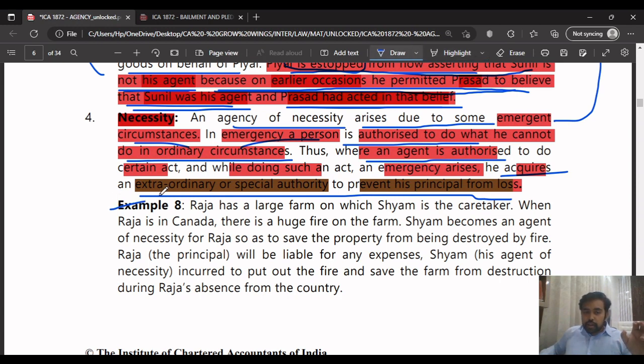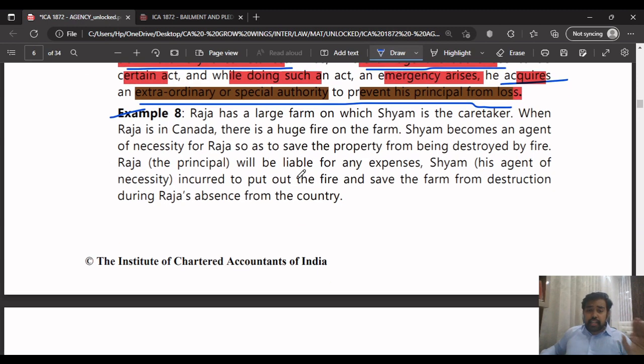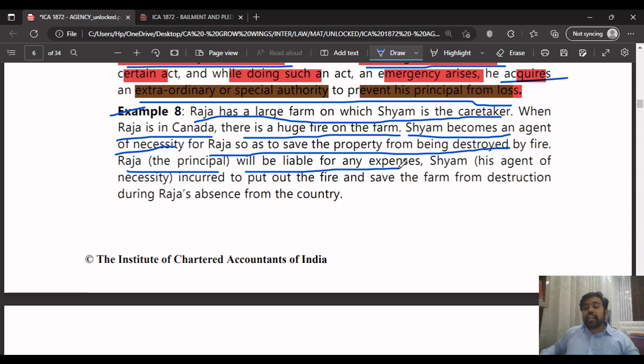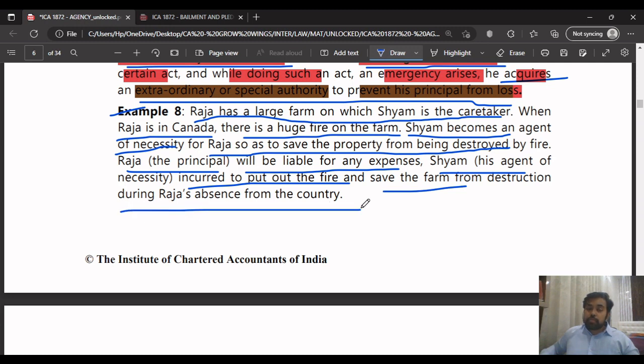Next, coming to the example. What they are telling in the example is, there's a person Raja. He has a huge farm on which Sham is a caretaker. When Raja is in England, there is a huge fire on the farm. Sham becomes an agent of necessity for Raja so as to save the property from being destroyed by fire. Raja, the principal, will be liable for any expenses that Sham, his agent, incurred to put out the fire and save the farm from destruction during Raja's absence from the country. You understood from the reading only. It is a very simple case study.